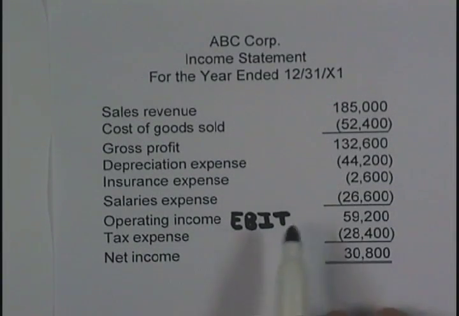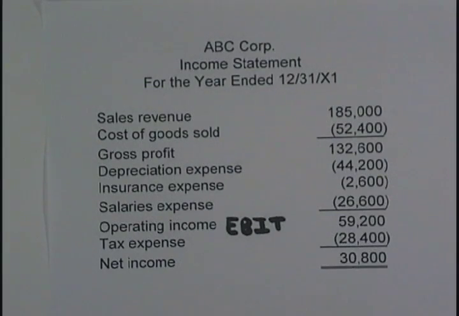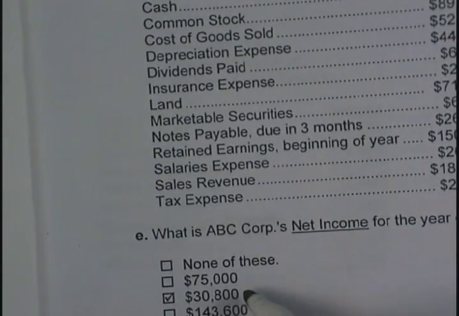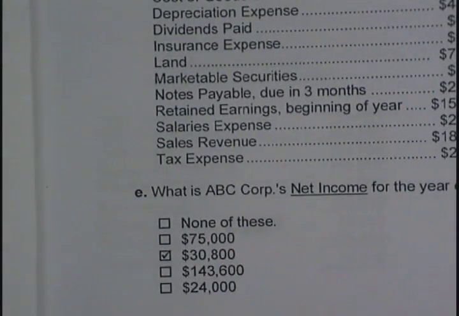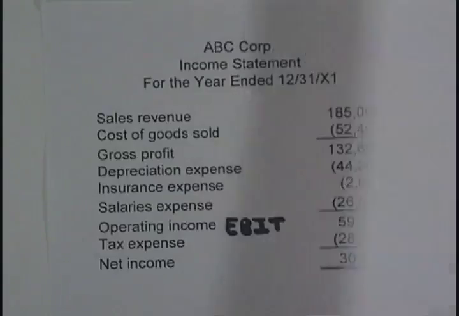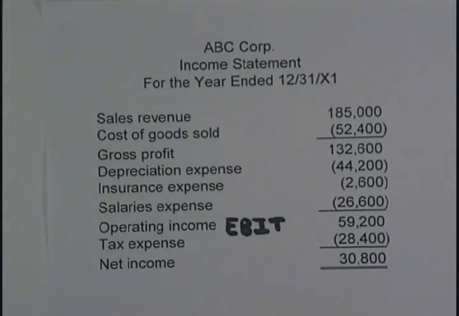The operating income, or the EBIT, for ABC is $59,200. The tax expense of $28,400 comes off of that and leaves us with a net income of $30,800. So the net income for ABC Corporation is $30,800. Now let's look at this income statement for just another moment.